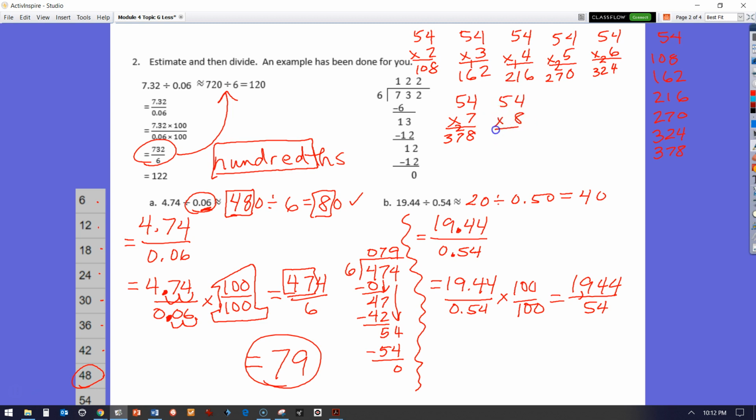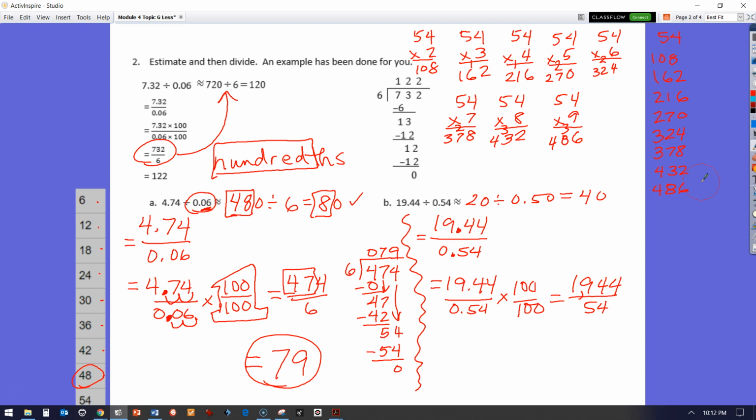Last two. 8 times 4 is 32. 8 times 5 is 40 plus 3. And last but not least, 9 times 4 is 36. And 9 times 5 is 45, plus 3, 48. All right, let's go ahead and get those down. All right, so there's our first 9 multiples of 54.